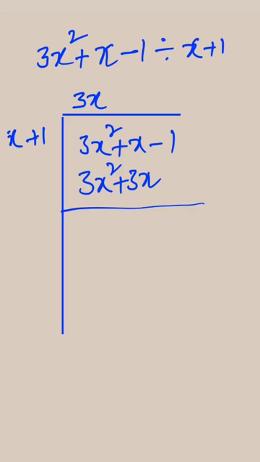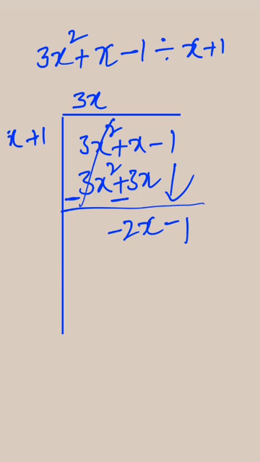How to subtract? Whenever subtracting two expressions or polynomials, whatever they may be, the signs of the second expression change. This plus becomes minus, plus becomes minus. So the first two terms are the same with different signs, and we can cancel them. And here x minus 3x is minus 2x. Now bring down the other term that is left, minus 1.